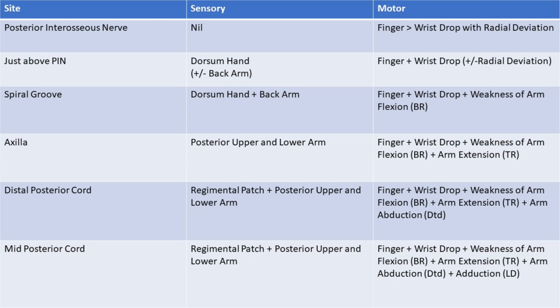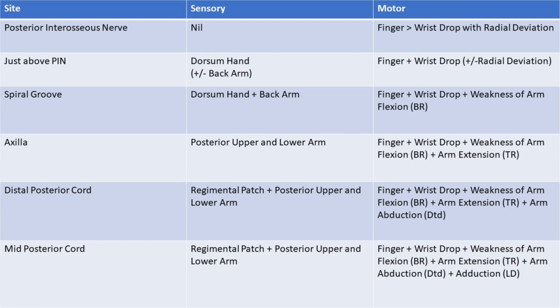Higher up, at the level of the spiral groove, again one will have sensory loss, dorsum of the hand, back of the forearm, and there will be motor impairment, finger and wrist drop, and weakness of arm flexion because of the impairment of the brachioradialis. If it's higher up in the axilla, then one will actually have sensory loss around the posterior aspect of the upper arm, and one will also have motor deficit of finger and wrist, and weakness of arm flexion because of brachioradialis, and also arm extension from the tricep muscles.